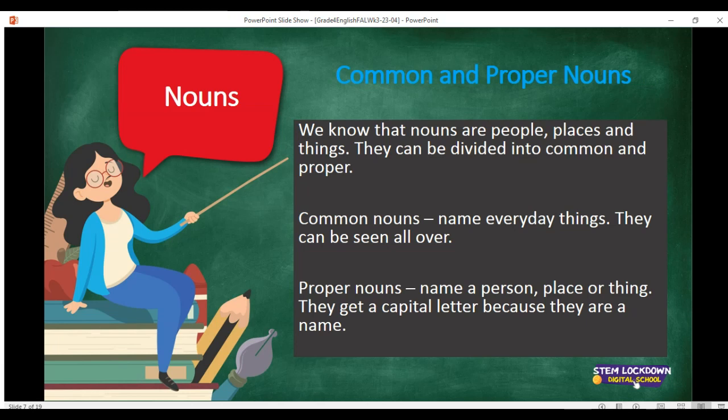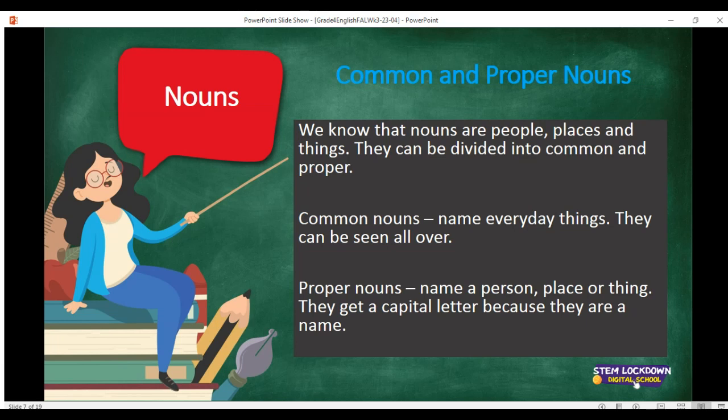But with nouns, we can divide it into common and proper. So common nouns name everyday things because they can be seen all over. So that's why it's common nouns. It's something you'll see everywhere. It's not just in one special place.